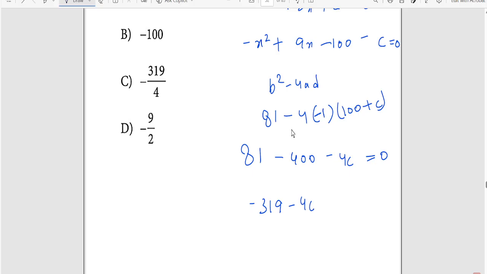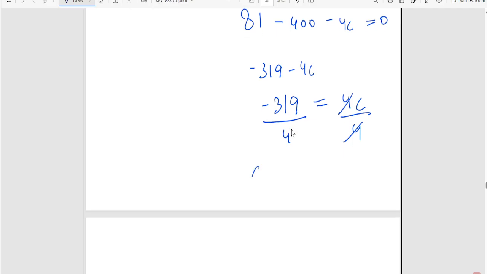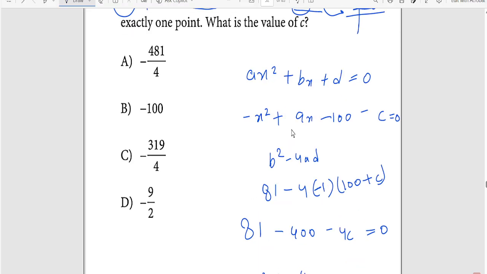Now I take 4c this side, I get negative 319 is equals to 4c. Divide both sides by 4, this cancels out. So this is going to give me c is equals to negative 319 over 4. So the option is this.